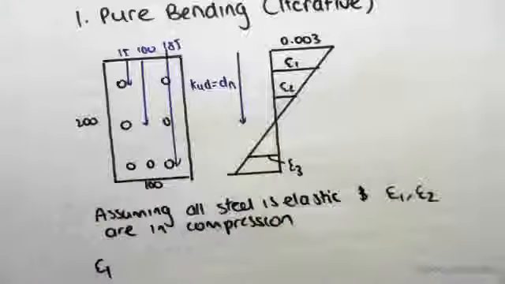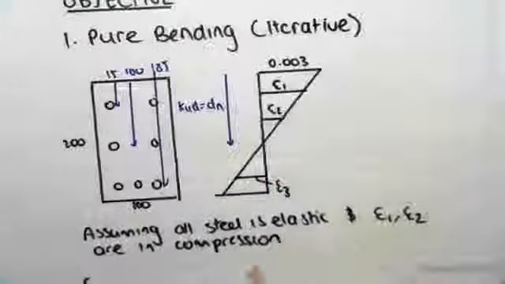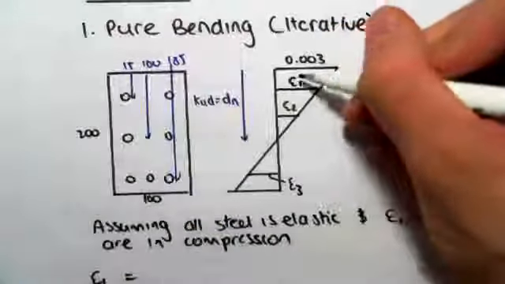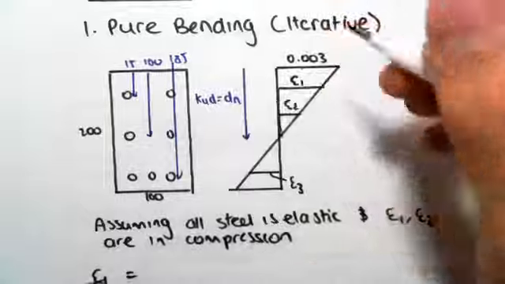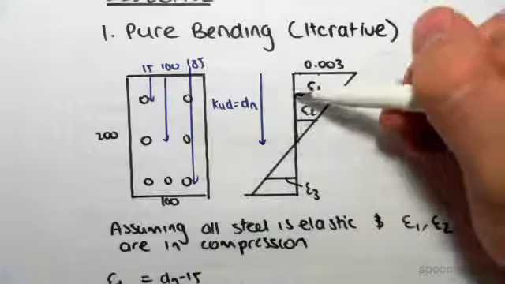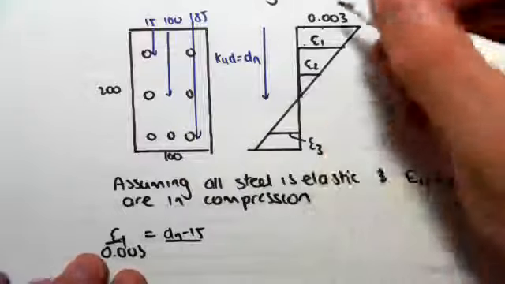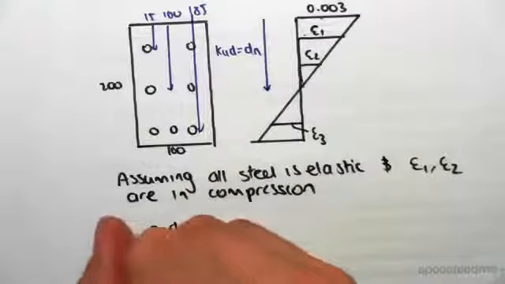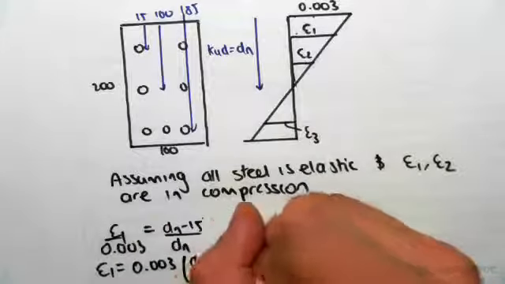So let's find the strain in layer 1. Similar triangles for this triangle here and the bigger triangle there. So E1 on 0.003 equals, we're going to be doing that length on that length to that length, which is dn minus 15. 15 is the length from there to there. That's dn, so that length would be dn minus 15, divided by the corresponding length to 0.003, so that would be from there to there, which is dn. Solving for this, we would find that the strain in layer 1 is 0.003 times (dn minus 15) over dn.